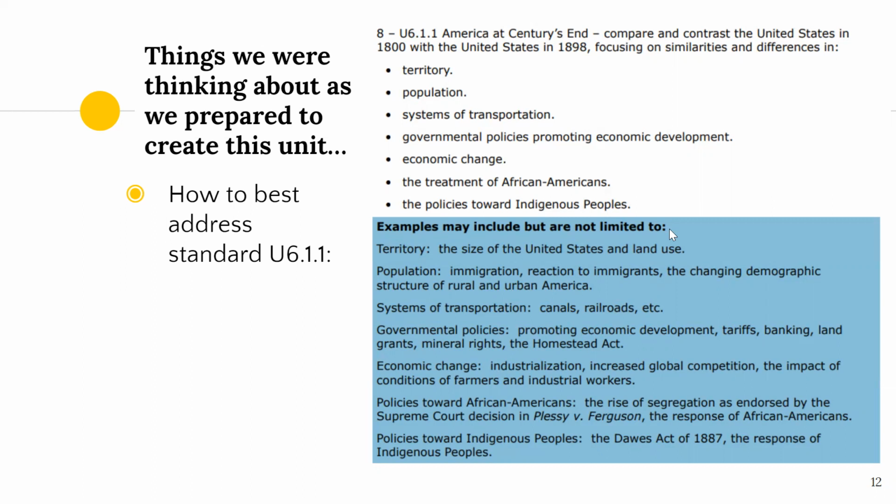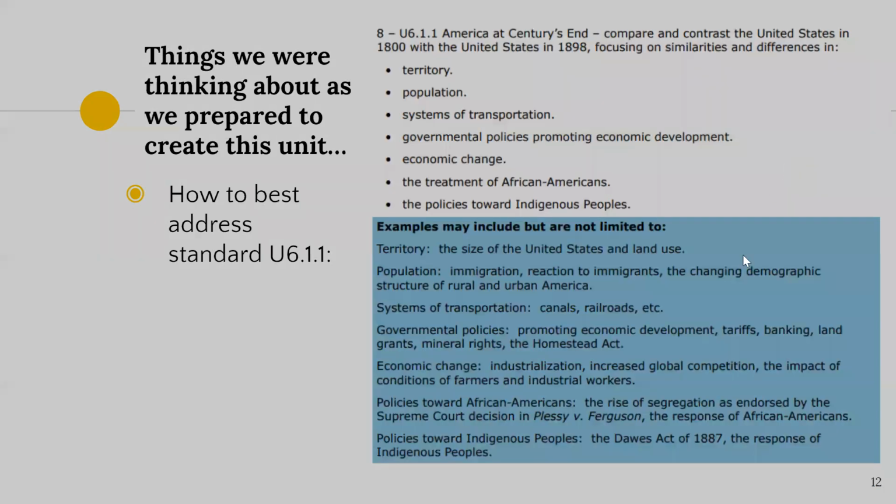The standards examples are helpful here as well, and you'll notice that for each of these, there is an example or multiple examples of what students could look at as they're looking at similarities and differences between 1800 and 1898. So this was definitely at the top of our mind as we created this unit, thinking about how we could have students meaningfully address this standard, and definitely to bring in many of these different examples, and doing that all, of course, within a week's time.